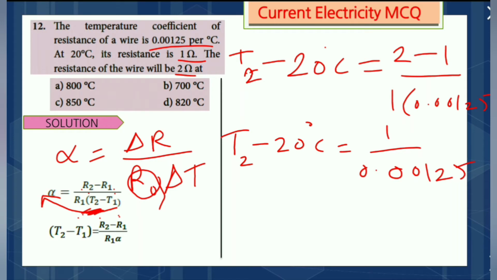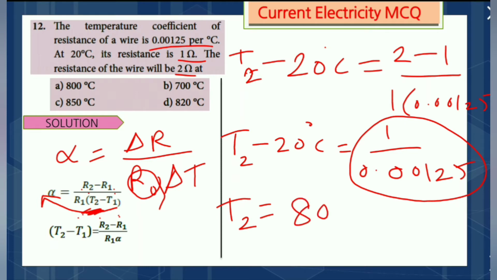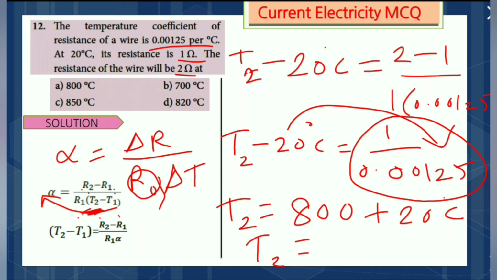Okay. So இப்போ இதை நம்ம சால்வ் பண்ணோம் அப்படின்னா இந்த வேல்யூ வந்து பார்த்தீங்கன்னா அரௌண்ட் 800 அப்படின்ற மாதிரி வரும். So T2 is equal to 800 plus this value of 20 degree Celsius. So T2 is equal to 820 degree Celsius. So option D.